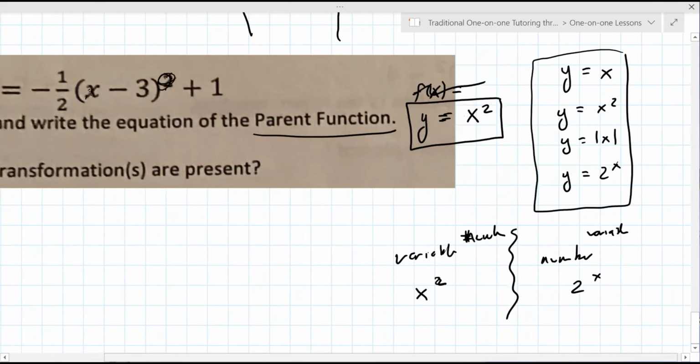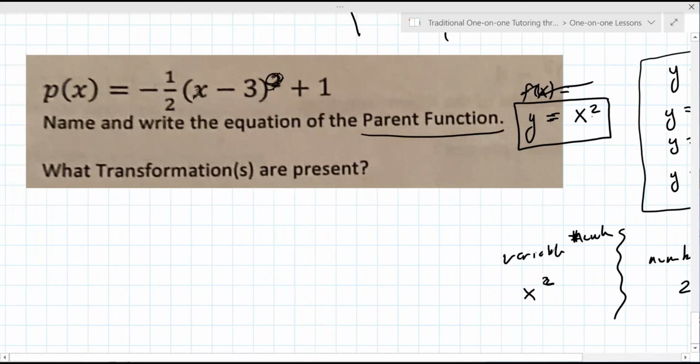So now that we got that, you've got to know that there are transformations. There's 1, 2, 3, 4 transformations here. The first one is the -3. What does that correspond to? It will horizontally move the graph to the right by 3 units.